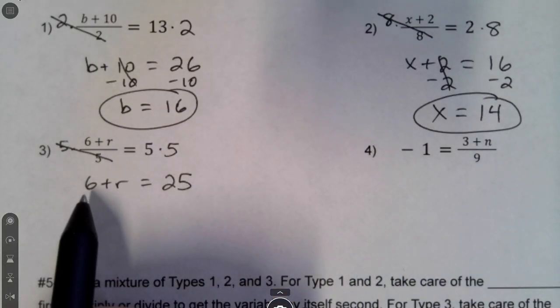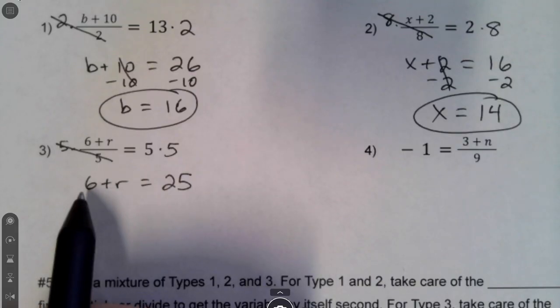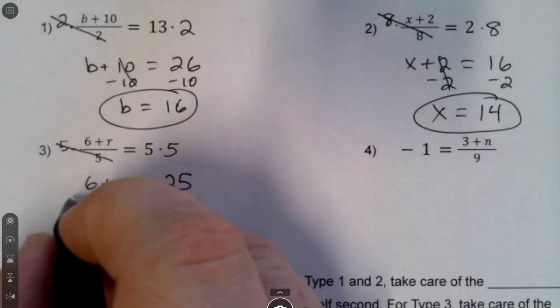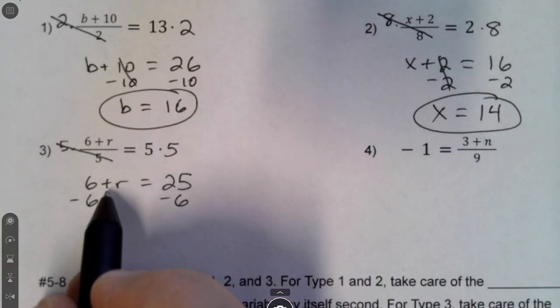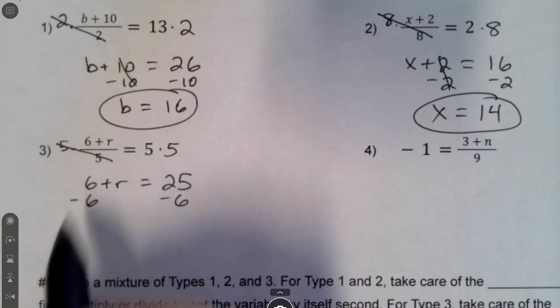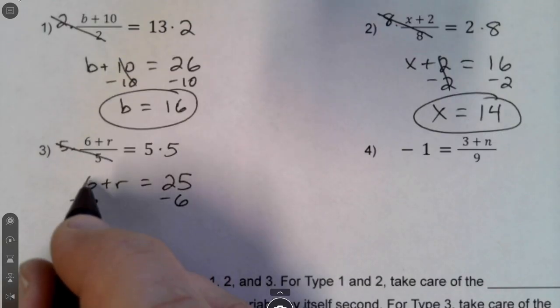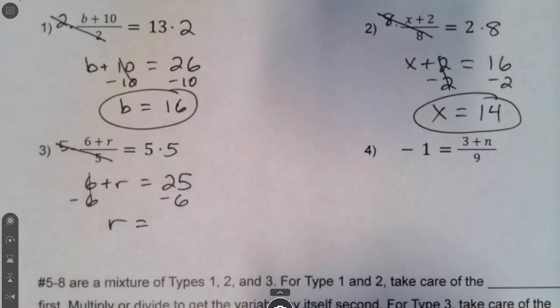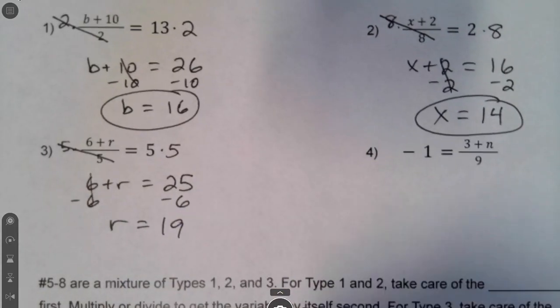Now, this is a positive 6. So it is not because of this plus sign here. It's actually because this is a positive 6 that I subtract 6 from both sides. Because it's not what's after the number that determines what you do. It's what's in front of the number, which if there's nothing, that's understood to mean it's a positive 6. So we subtract 6, because 6 minus 6 is 0, leaving just the r. 25 minus 6 is 19.